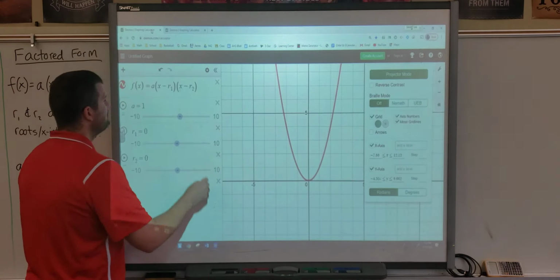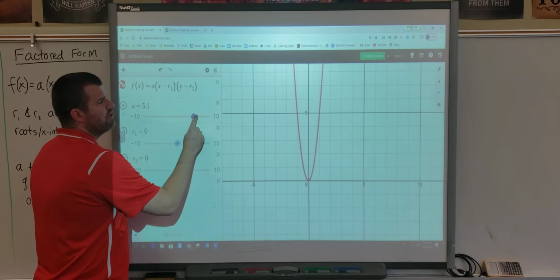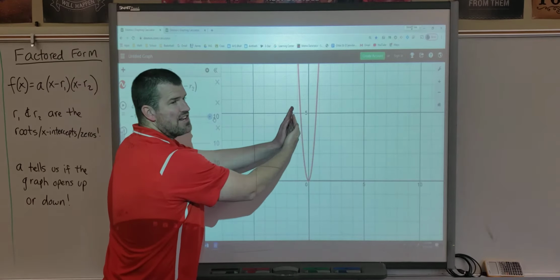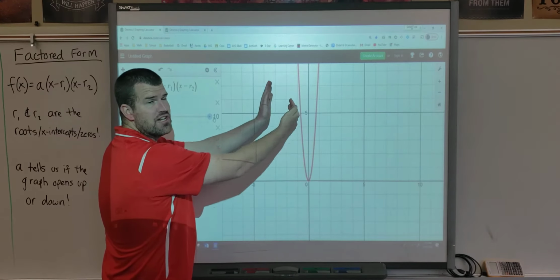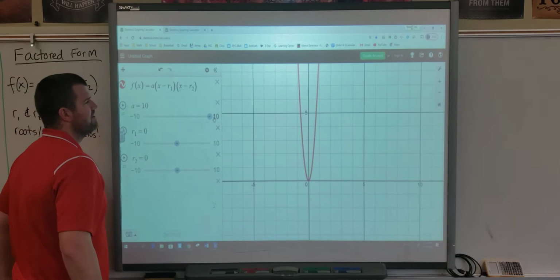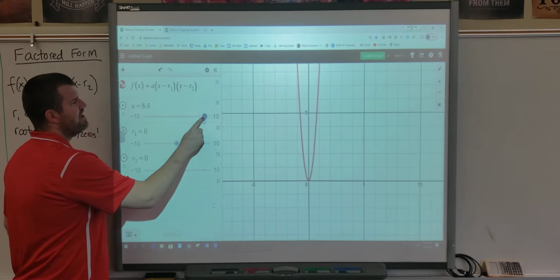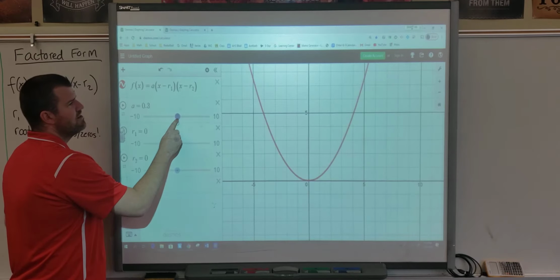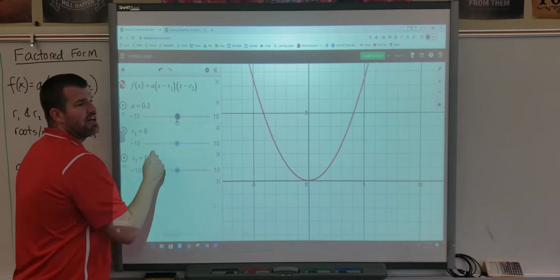If we make the a value larger than 1, you'll notice that the graph starts to get skinnier and skinnier. When it gets skinnier like that, we call it a stretch. We're going to talk more about stretching graphs later. But as we make the a value smaller, the graph starts to get wider and wider and wider, which we call a compression.